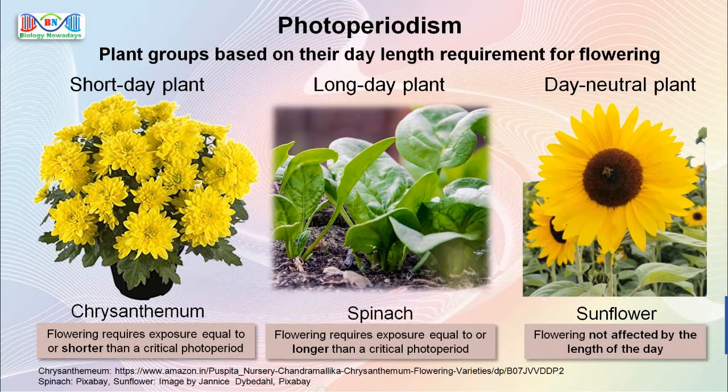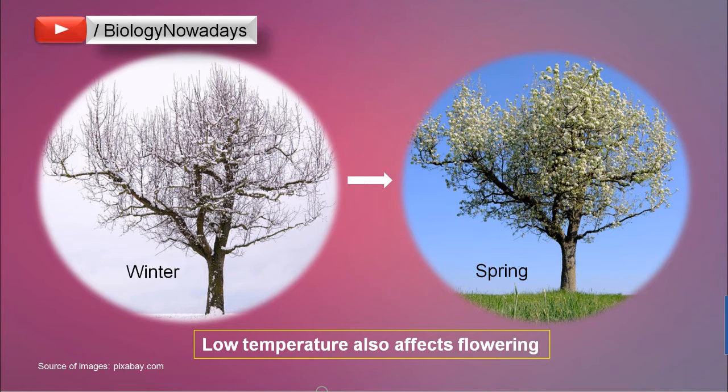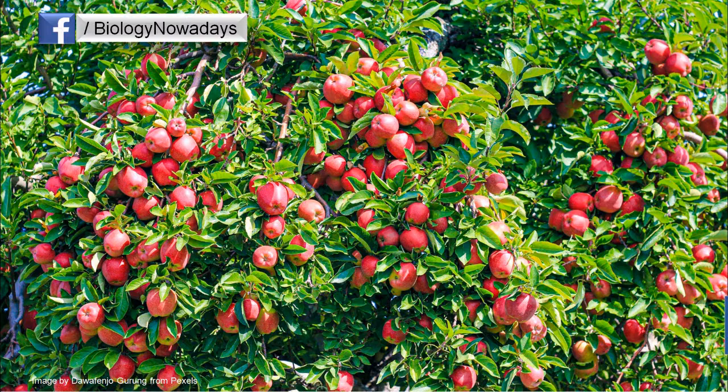In a previous video on photoperiodism, we saw how the light and dark periods affect flowering in plants. Not just the light and dark periods, but temperature, especially low temperature, also affects flowering. Let's take the case of an apple tree.